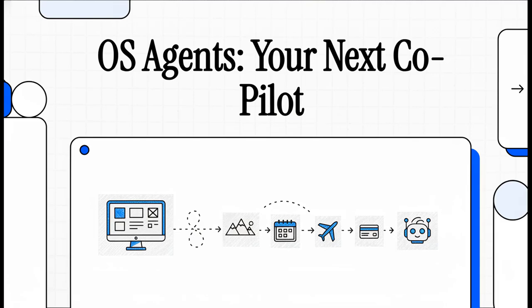Imagine this. What if your computer had a co-pilot? You could just say, hey, plan a weekend trip to the mountains for me, and it wouldn't just give you a list of search results. No, it would actually open the apps, click the buttons, fill in the forms, and book the whole thing for you. That's the incredible promise of a new technology called OS agents. And today, we're going to break down exactly how they work and what this all means for the future.